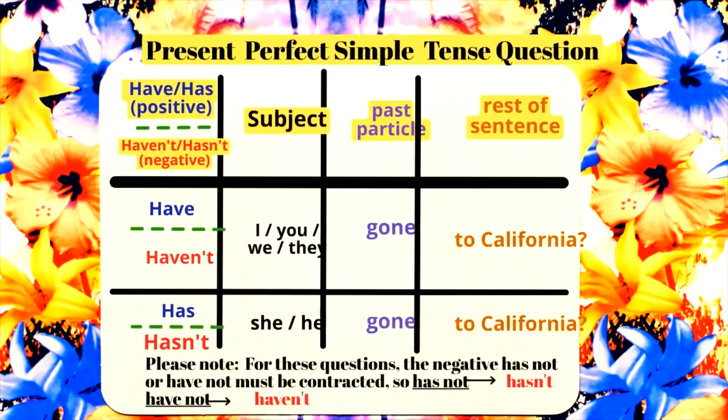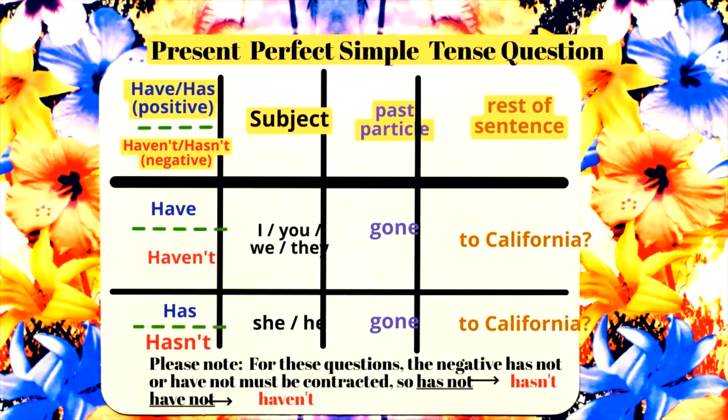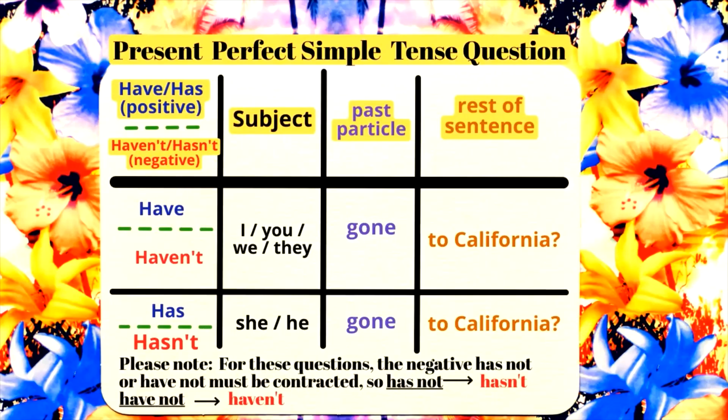Please note for these questions, the negative has not or have not must be contracted. So has not turns into hasn't, and have not turns into haven't.